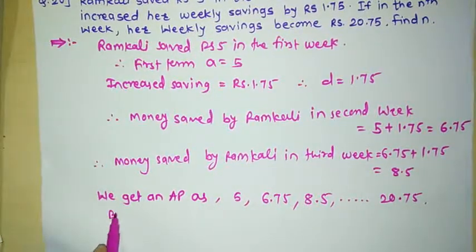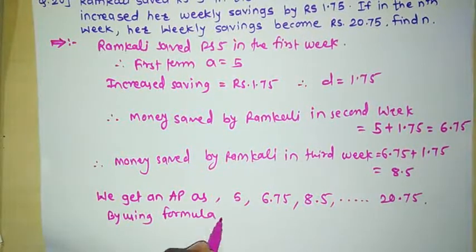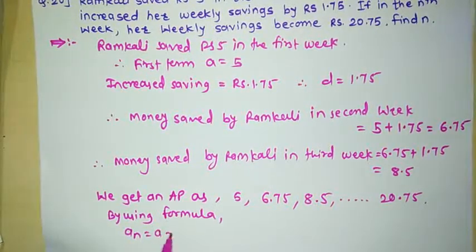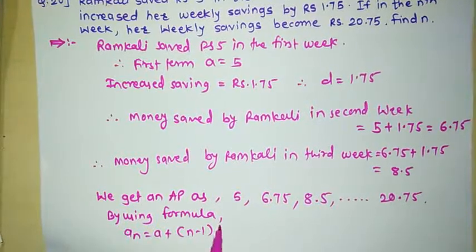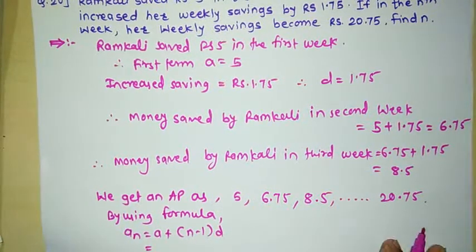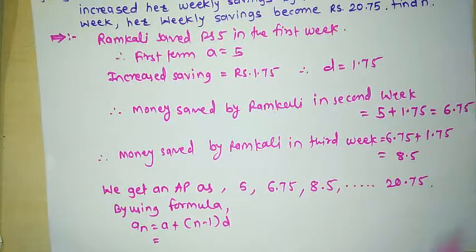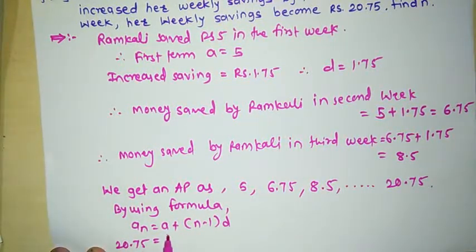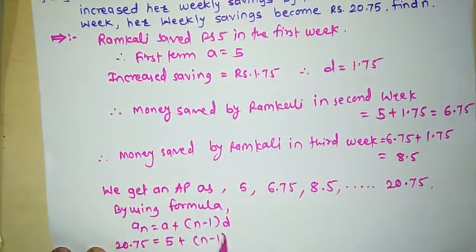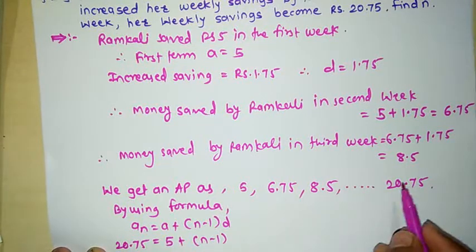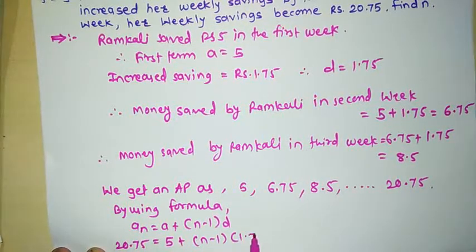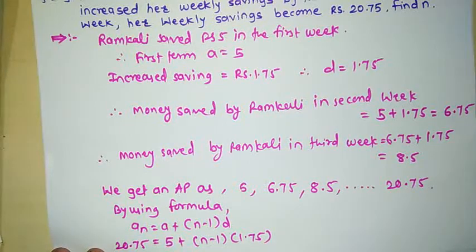By using formula an is equal to a plus n minus 1 into d. Now here an is equal to 20.75. So 20.75 is equal to a. What is the value of a here? A is 5 plus n minus 1. N we have to find only, therefore put as it is, n minus 1 into d. What is the d here? Common difference is 1.75.